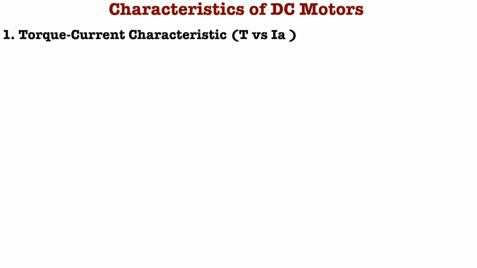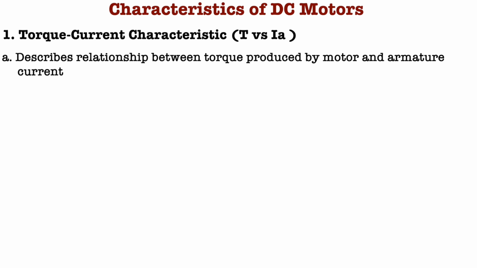Now let us see the characteristics of DC motors. The nature of these characteristics can easily be obtained by using speed and torque equations. There are three characteristics basically. The torque current characteristic is plotted between torque and armature current. It describes the relationship between the torque produced by the motor and the armature current and is also known as the electrical characteristic.